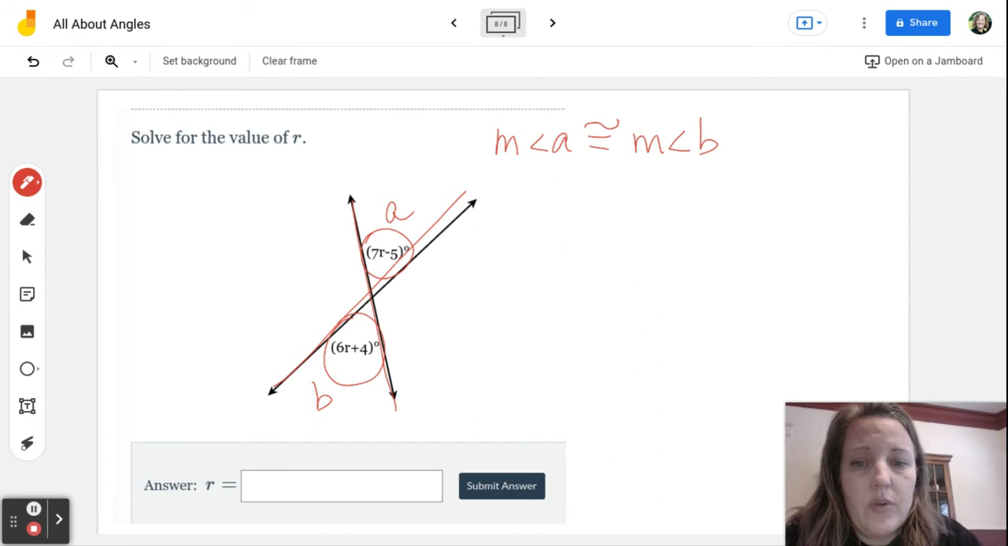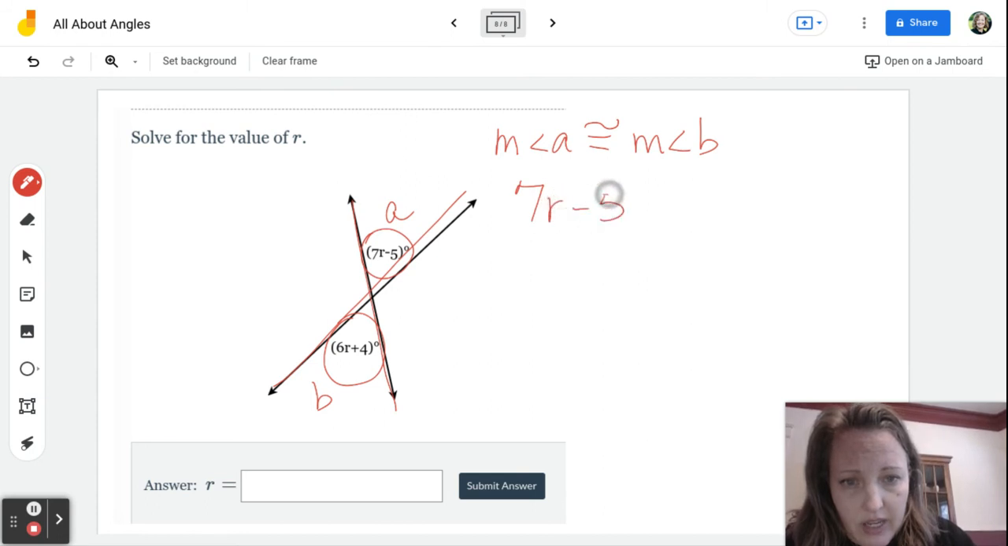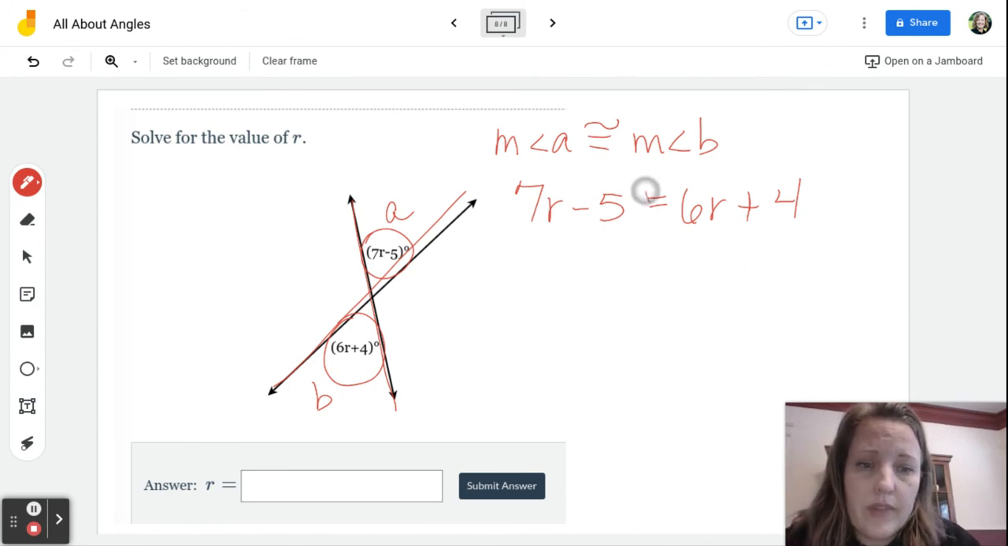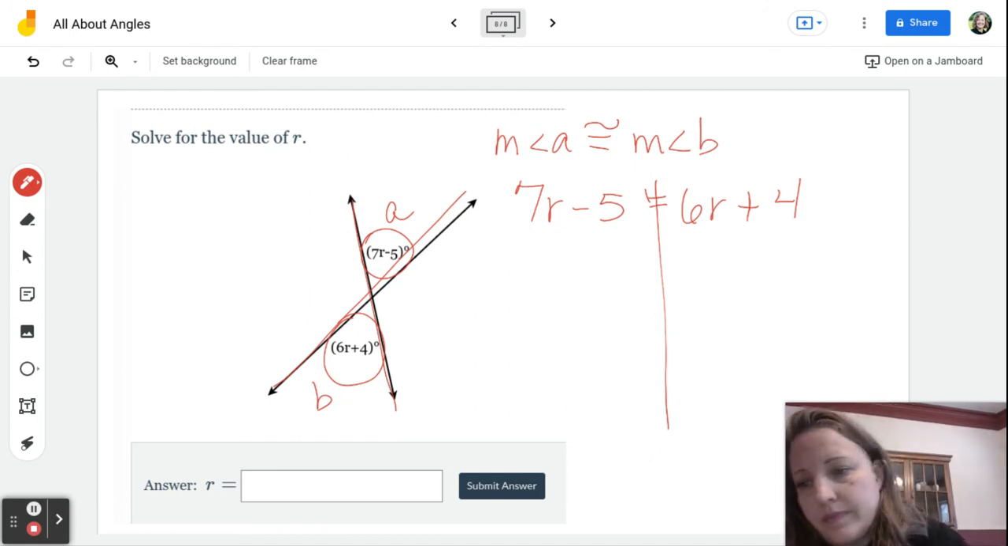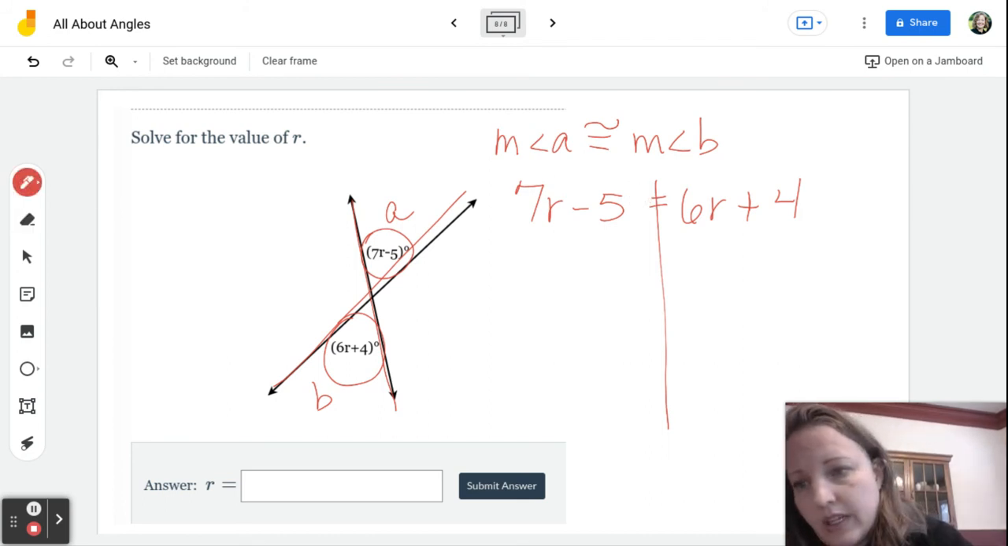All right, so we're going to now put that in terms of algebra. What is the measure of angle A? We don't know, but we have an expression that defines it. So 7r minus 5 must be equal to 6r plus 4. That's the expression that defines this angle right here. And since they're vertical from each other, they are equal. So now we have this algebraic equation.